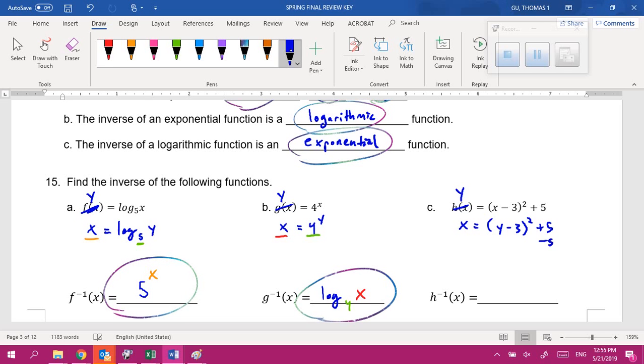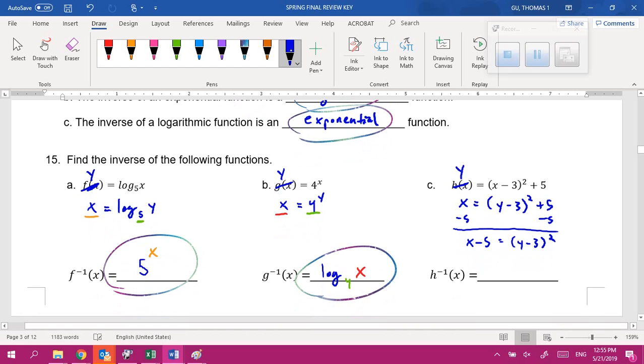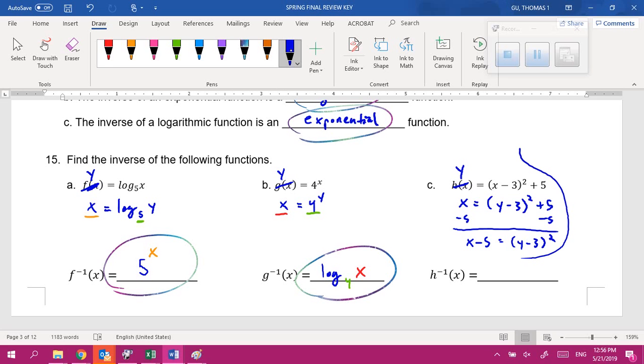Subtract 5. x minus 5 equals y minus 3 squared, and then? Square root both sides, that's right. But when I square root both sides, what am I left with on the left side here? The square root of x minus 5 equals? That's a y. Y minus 3.